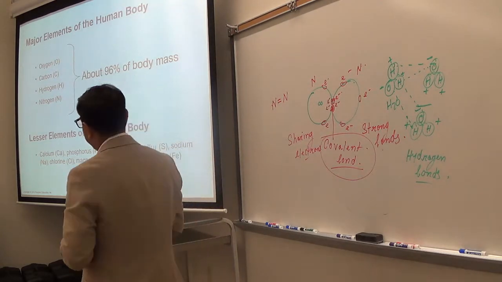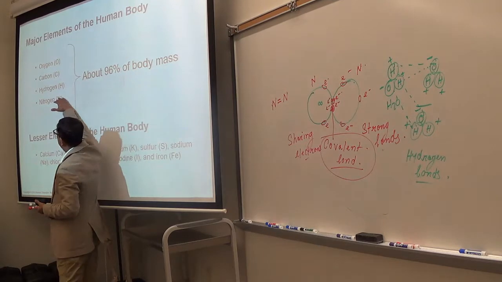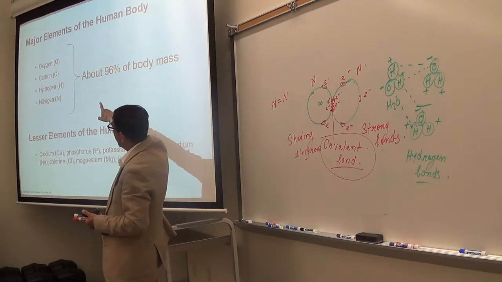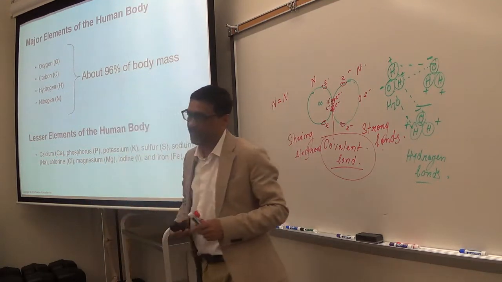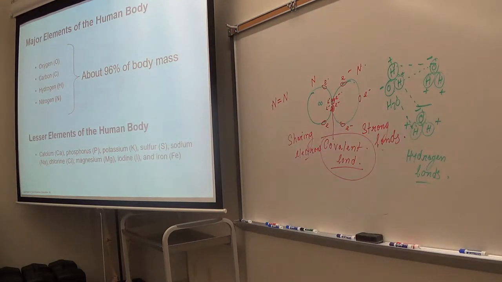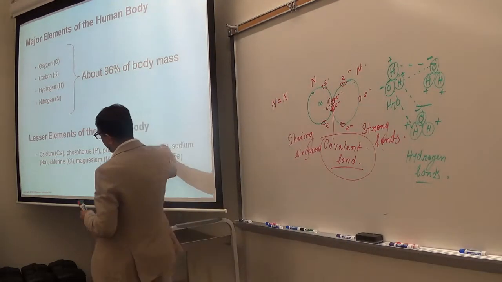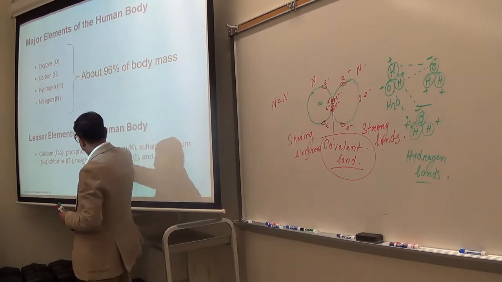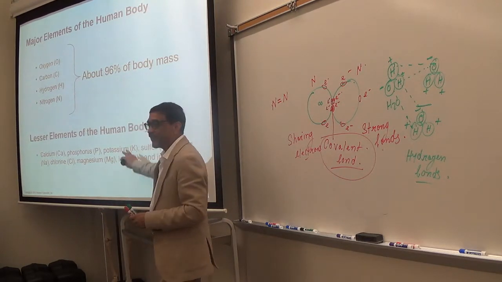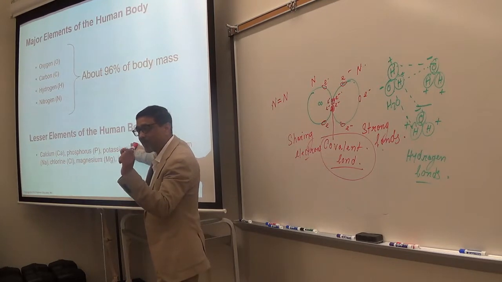Four chemicals or elements form about 96% of your body mass: oxygen, carbon, hydrogen, nitrogen. CHON. CHON. Those are the elements that form about 96% of your body mass. Other elements are also important, like calcium, phosphorus, potassium, sulfur, sodium, chlorine, magnesium, and iron. These are present in very small amounts but are very important.